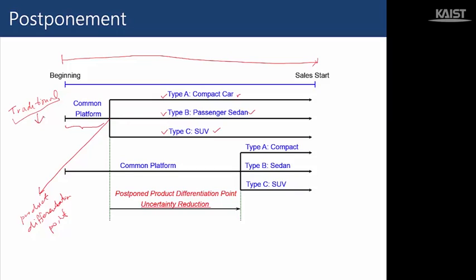And now let's think about the possibility that we can delay or postpone this product differentiation point to the late stage of this whole production cycle. In other words, why don't I delay this product differentiation point to the later stage of this production cycle? And therefore I have a much longer period for common platform or commonality, and then almost towards the end, as the sales season starts, I have 3 different types of products: compact car, sedan, and SUV. Why do I want to do this? Why do I want to delay this product differentiation point to the later stage?